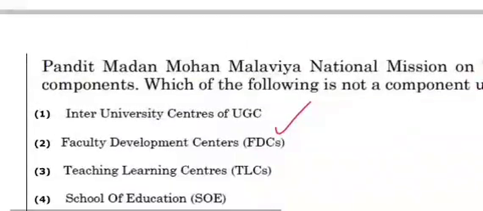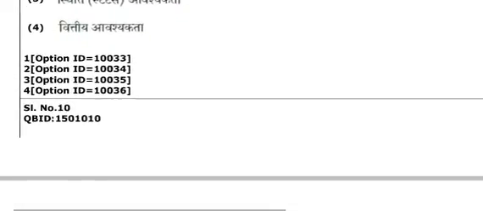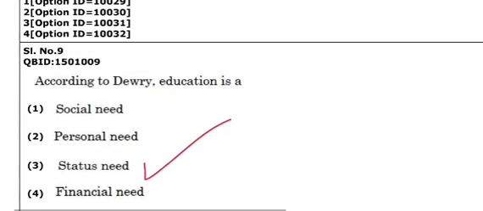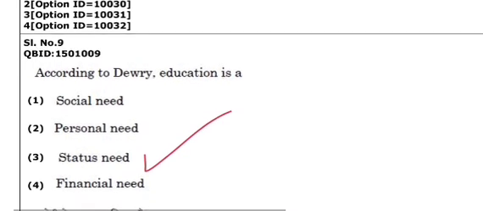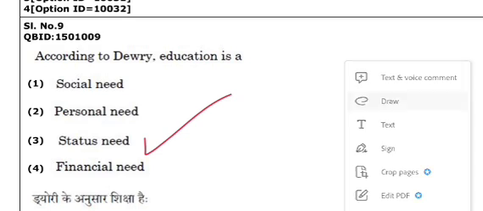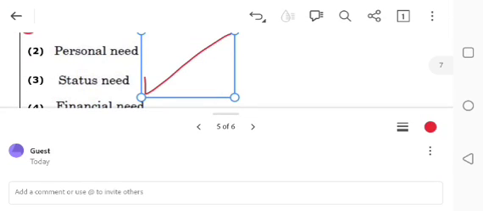Okay, wait. It was 10. Yes. 9 was. What was 9? According to Dewey, education is a, not status need, it will be social need. Okay, it will be social need.